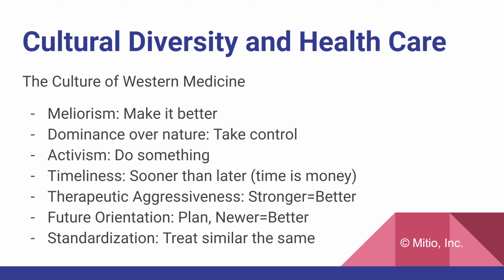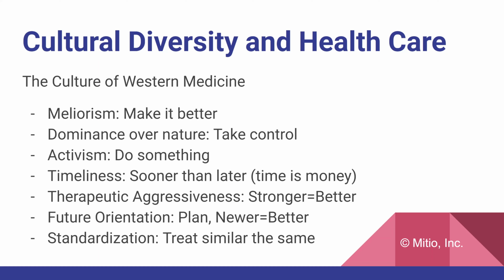The culture of Western medicine. And this is good because this is the environment that we're working in. And this is the cultural makeup, if you will, of the healthcare system we're working in. So I'm going to mention a couple of the characteristics of our Western medicine culture. The first one is meliorism. That's making it better. And what that means is there's a value placed in improvement, in perfecting, in making things better or building them. That's not necessarily a value in every cultural framework.